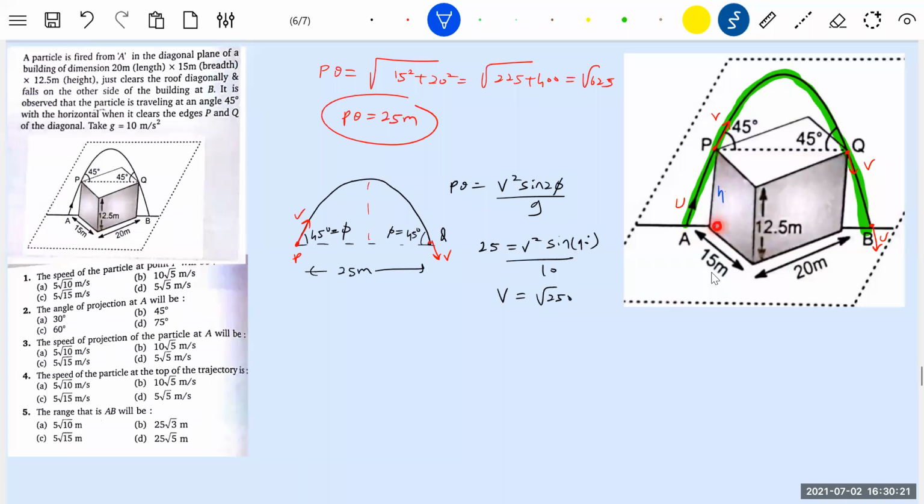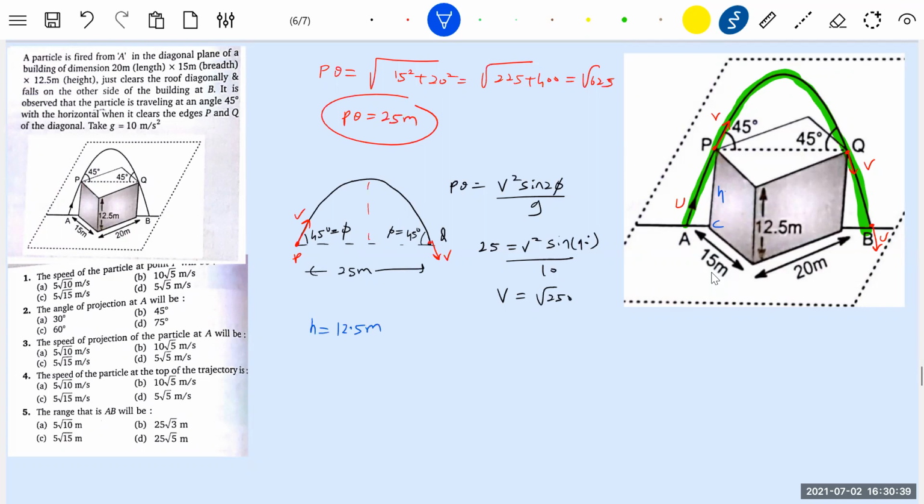PC, okay, P, what are the symbols? AC, you're right, PC. PC equal to H, we'll write it. So what height will it ascend when it moves from A to P? H. Do we know H? H is 12.5 meter from the diagram.